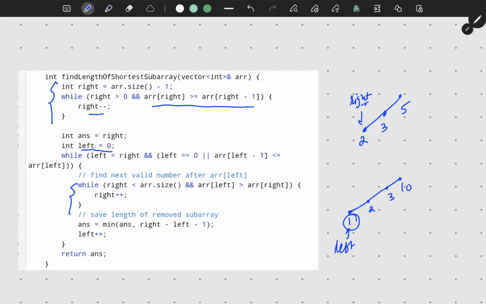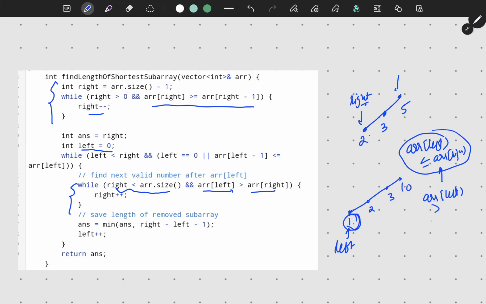Okay, so now we can move our right pointer while there is an element left, so while right is less than array dot size, we're checking whether array of left is greater than array of right. Since we want an increasing pattern, we can only include this element if it is smaller than or equal to this element, that is if array of left is less than or equal to array of right, we can include it, otherwise we cannot include it. That means if array of left is greater than array of right, then we have to move the right pointer. So that's what we're doing.